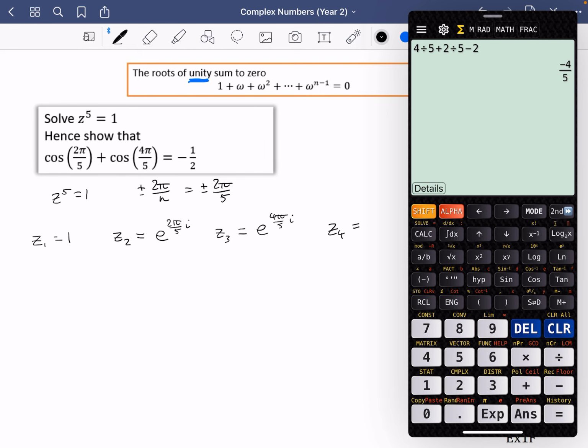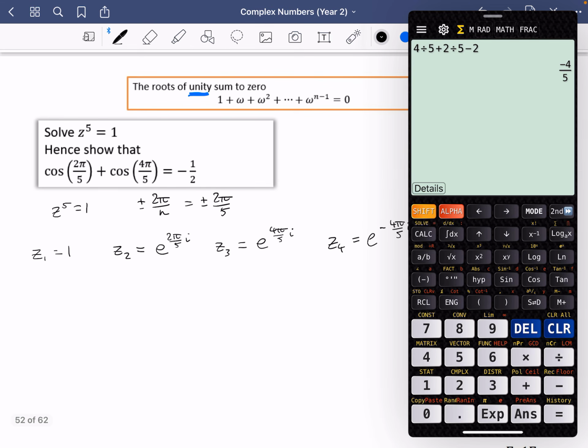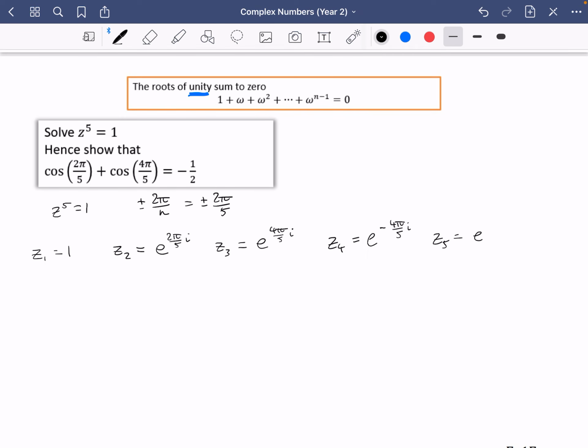Let's get it back inside the range, so I'm going to have e to the minus 4 pi over 5 i. And my last root is going to be this one again, plus 2/5 pi, so it's minus 2/5 pi. E to the minus 2/5 pi i. And you'll notice that these are all going to be evenly distributed. So this is a gap of 2/5, this is a gap of 2/5, this is a gap of 2/5 from here to here, and this is a gap of 2/5 to here.